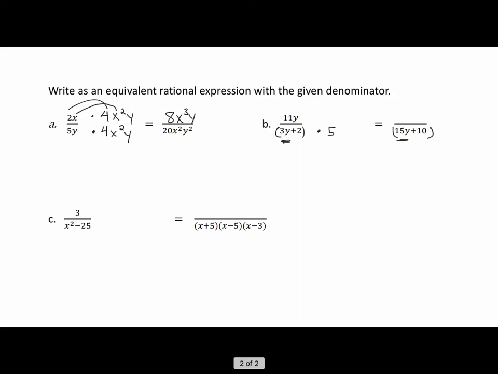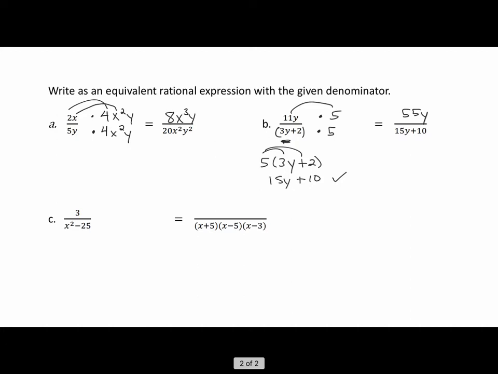Will that also get me the same thing for the second term? So let's just see. So it's 15y plus 10. Yep, that's exactly what I want. So I only need to multiply 5 here. So in the numerator, 5 times 11 is 55 for the coefficient times y. And that will be my equivalent fraction here, equivalent rational expression.